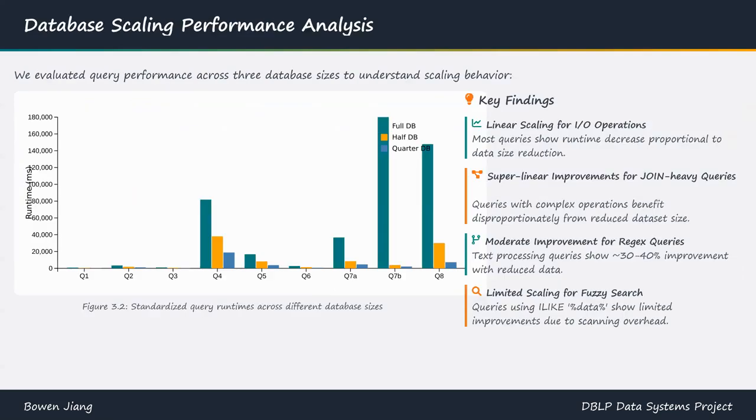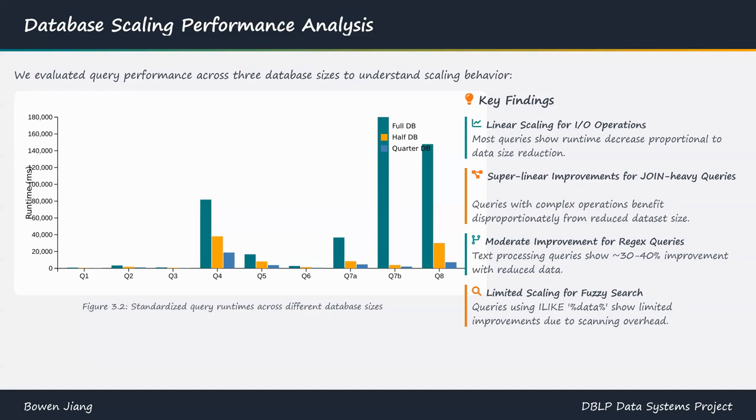Then, for detailed analysis of query running time on the half, full, and quarter database, we found that, first, query runtime decreases almost linearly with data size. Across most queries, we observed that halving the data drops runtime by 50%. Quartering the data drops runtime by 65 to 75%. This behavior is typical for analytical workloads dominated by full table scans, large joins, and aggregations over many rows.